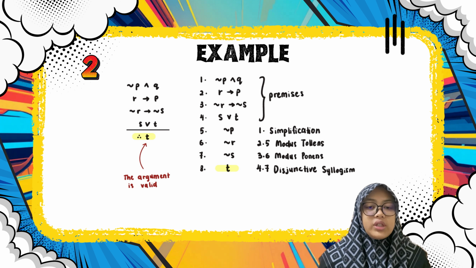And from number 3 and 6 we use modus ponens and we get negation S. And from number 4 and 7 we will use disjunctive syllogism and we will get T. So the argument is valid.